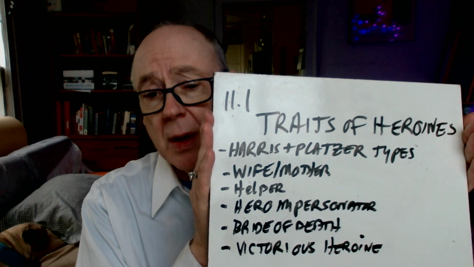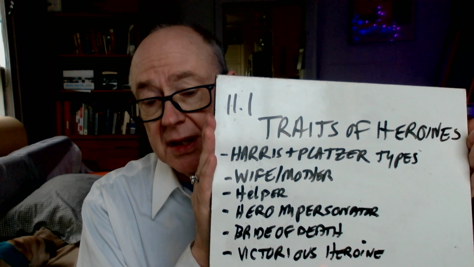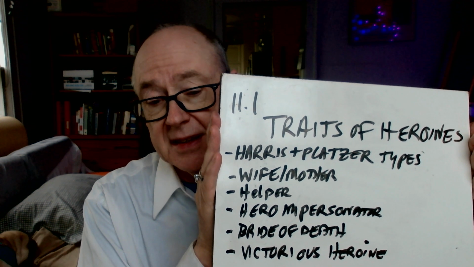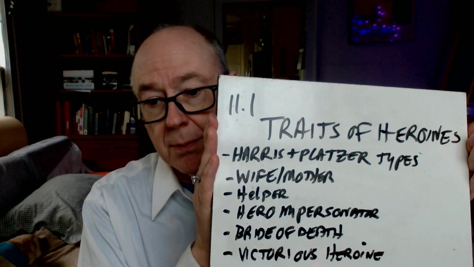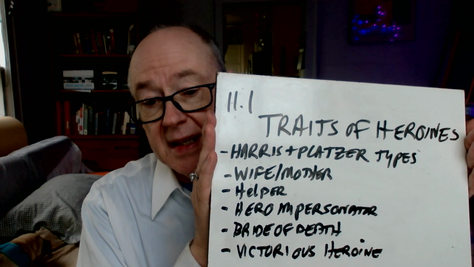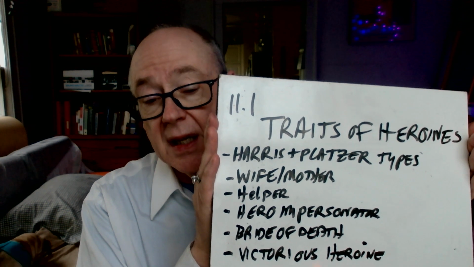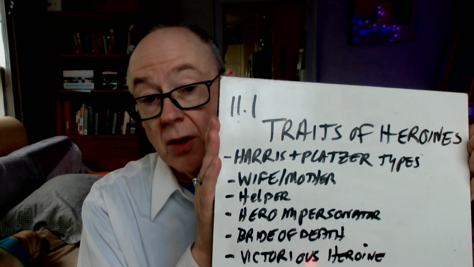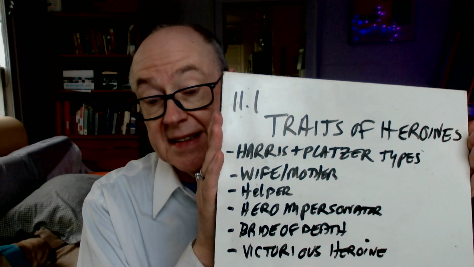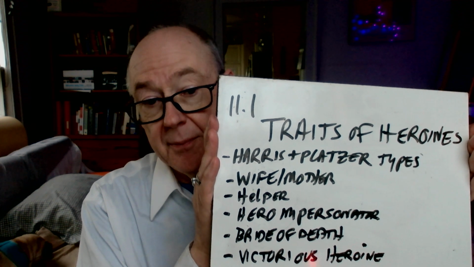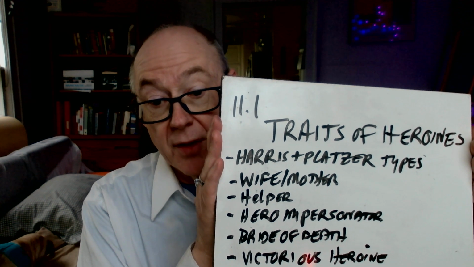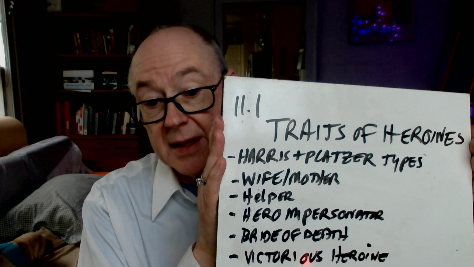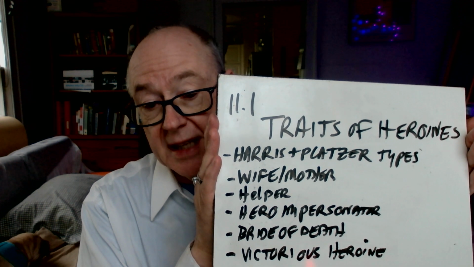I think a better way of looking at the heroines is from a different book on mythology that I used to use by Stephen Harris and Gloria Platzner. In their version, the types of heroines are, the wife of the hero or the mother of the hero is the number one. This would be a figure like Alcmena, the mother of Hercules, or Andromache, the wife of Hector, would be 2 examples.